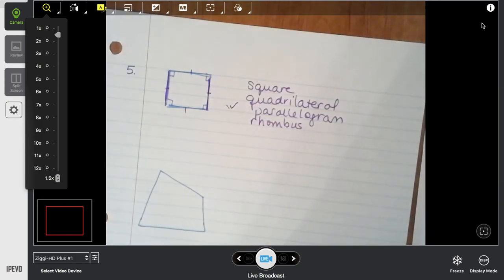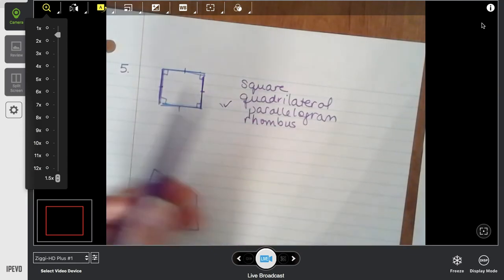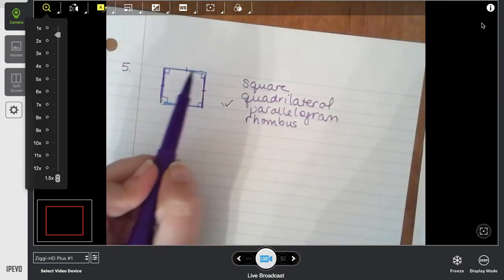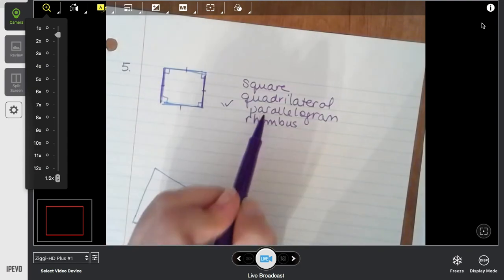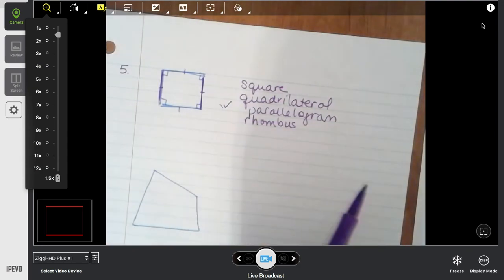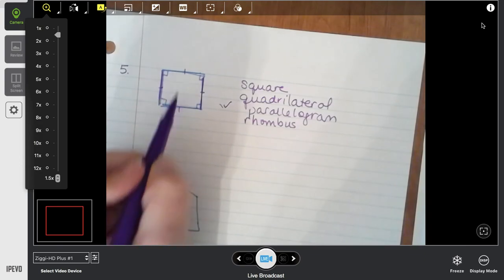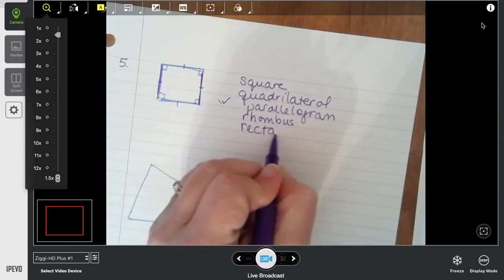What about a rectangle? A rectangle has to have 4 sides. Check. It has to have 4 right angles. Check. It has to have 2 pairs of parallel sides. Check, because it's a parallelogram. And it has to have opposite sides equal. Well, the purple sides are equal and the blue sides are equal. So yes, this is also a rectangle.